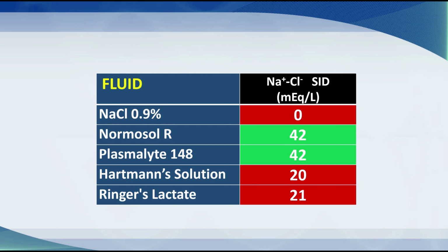Saline, the sodium minus chloride strong ion difference is 0. For normal salt and Plasma-Lyte, it's 42. And for Hartmann's, it's 20 versus lactated Ringer's 21. So let's just have a look at what crystalloids actually do to acid base.